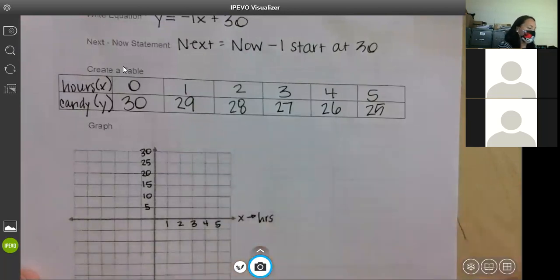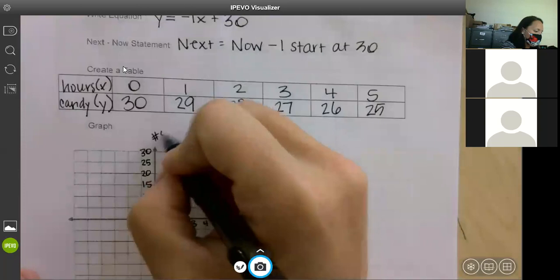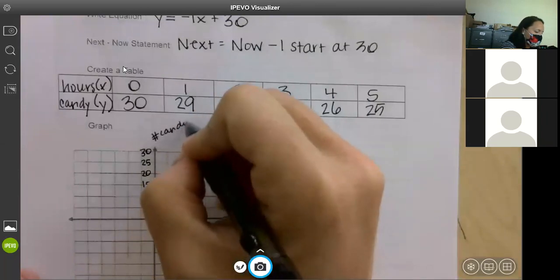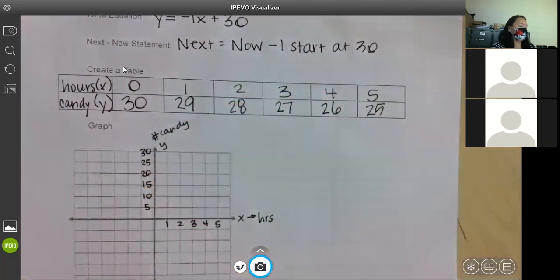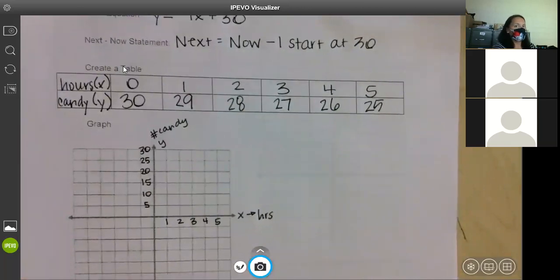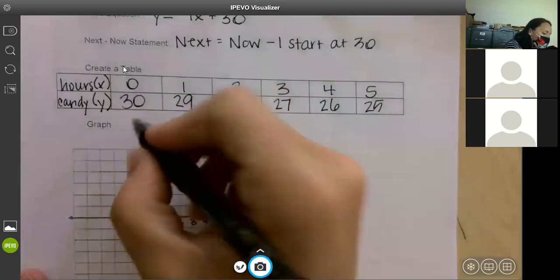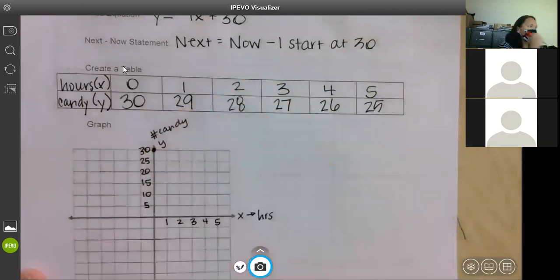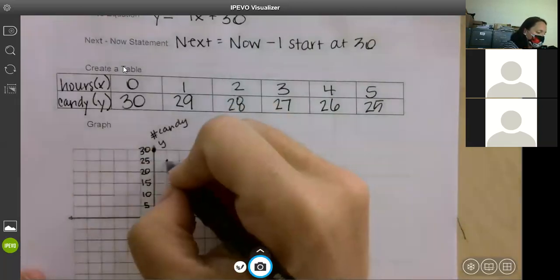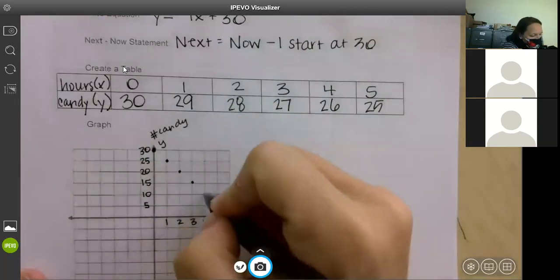Remember, X is our hours. And Y was our candy amount. And then you graph your coordinates. Or you graph your equation that you already have. Where did we start? So on the y-axis, we're going to plot 30. And how did we move? Down one, right one. And we just kept going.